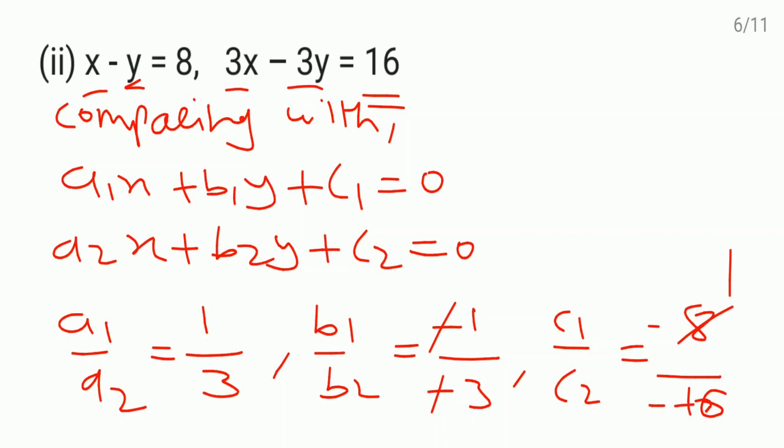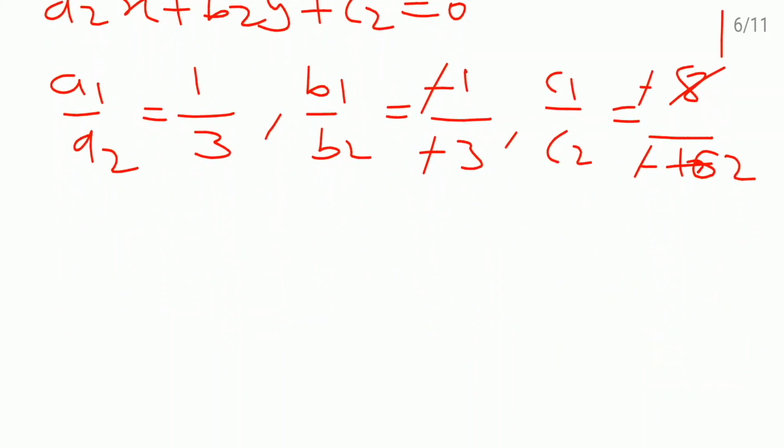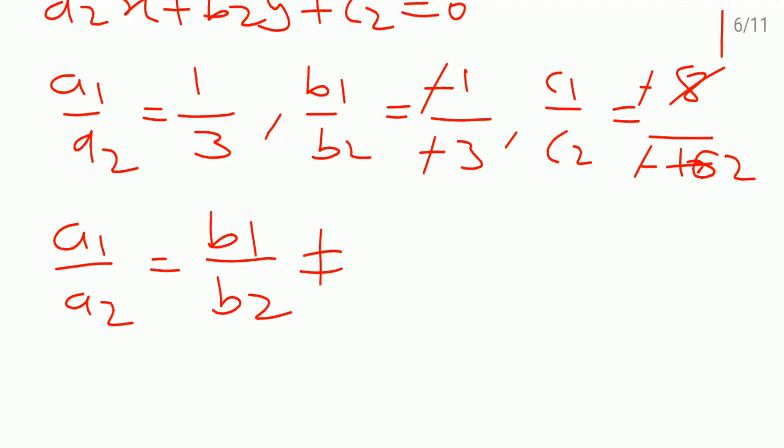So 8 ones are 8 twos are 16. Observe all the three ratios. First two ratios are equal. a1 by a2 is equal to b1 by b2 which is not equal to c1 by c2. It means that what? Lines are parallel. So no solution. It means that lines are inconsistent.